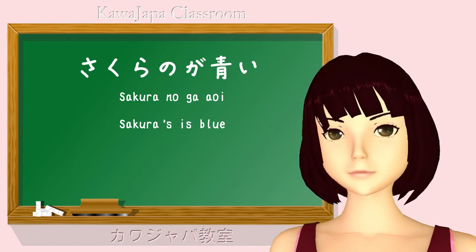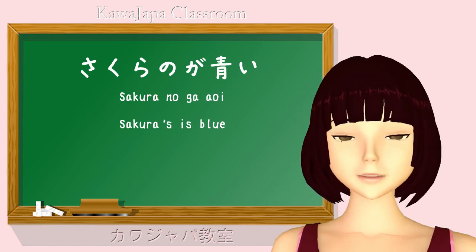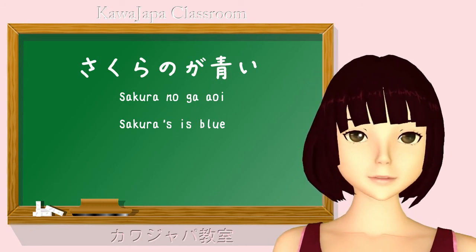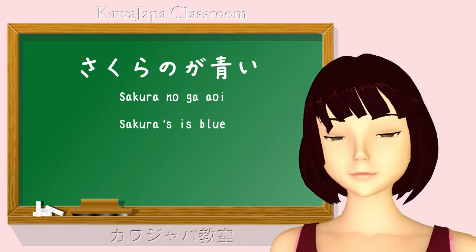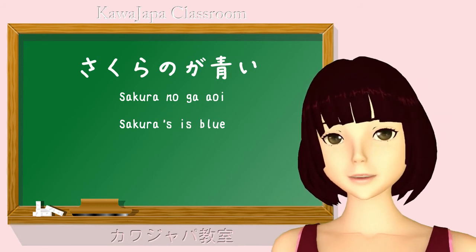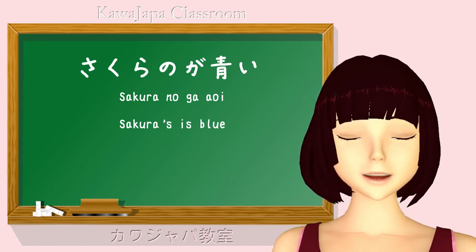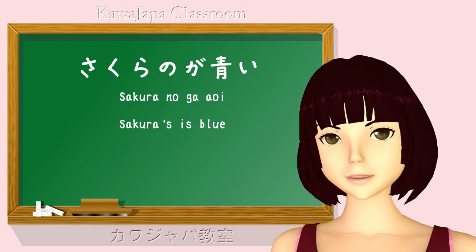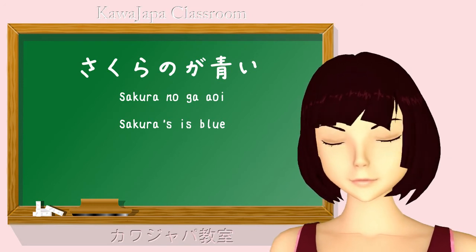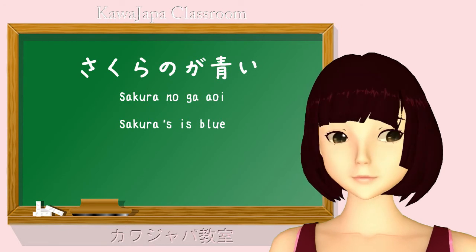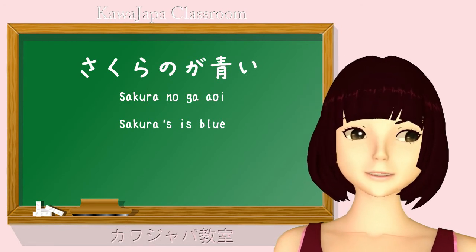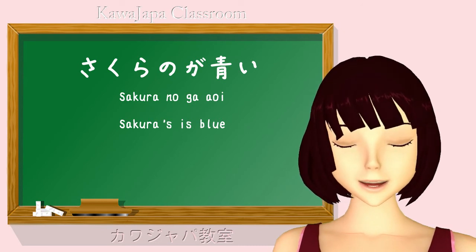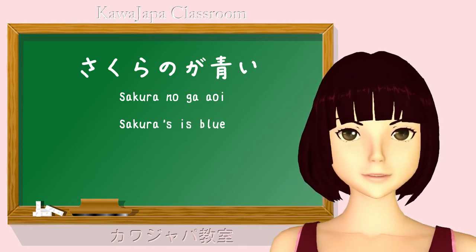So what's actually going on here? Sakura's is blue is actually short for something, isn't it? We mean Sakura's one is blue, Sakura's thing is blue, Sakura's hat is blue. So we are using a kind of pronoun here, but it's concealed. Sakura's is blue. Sakura's what? Well, we know from context that we're talking about hats and their color, so we know that what's meant here is Sakura's hat is blue.